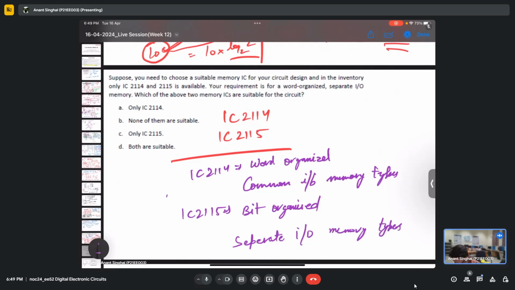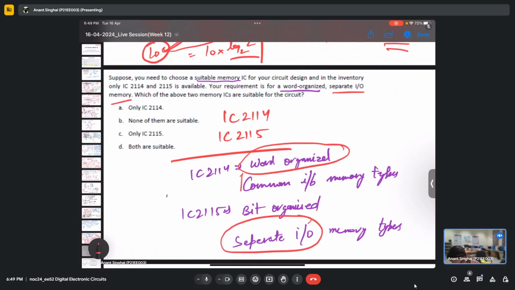Now the question says, suppose you need to choose a suitable memory IC, either 2114 or 2115. Your requirement is word organized with separate IO memory. For word organized, we clearly need 2114, and for separate IO we need 2115 also. So we need both ICs. Which of the above two memories are suitable? Only one IC will not work. Both would be suitable only if they were a single IC. So for this particular question, none of them will be suitable because we don't have any single IC which can do both operations together.